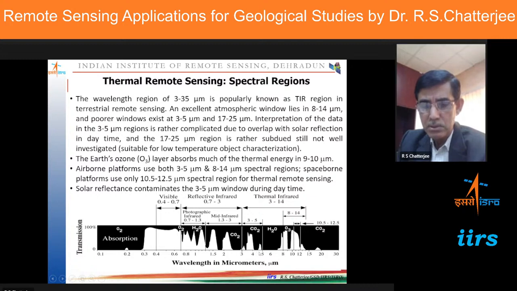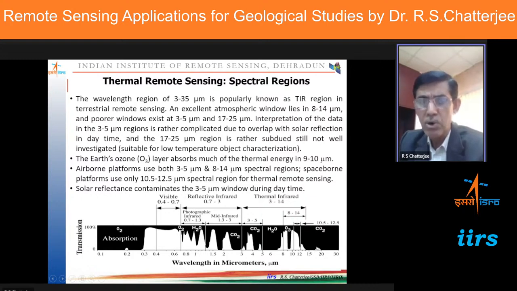3 to 5, this is one atmospheric window. This is the transmittance in white, and the black means absorption. Now you see here 8 to 14. This is the major atmospheric window in the thermal region. But here, somewhere around 9.5 or so, there is black only, so transmission is very less. Why? Because here there is the ozone layer that absorbs this electromagnetic radiation. Now you come to 17 to 25. There is one atmospheric window, but that is quite subdued, very small.